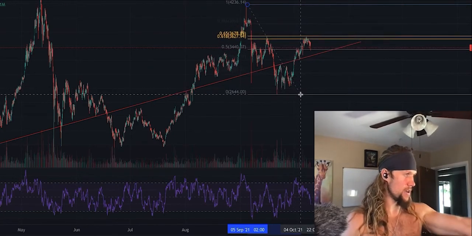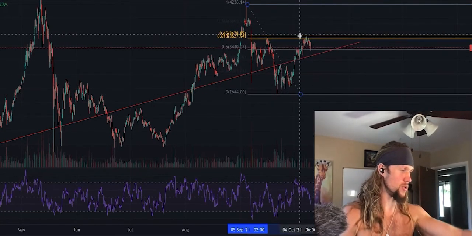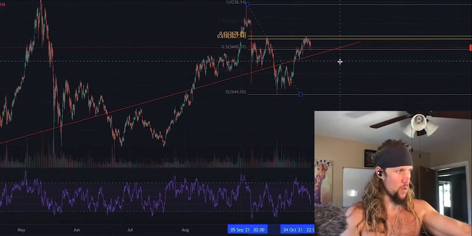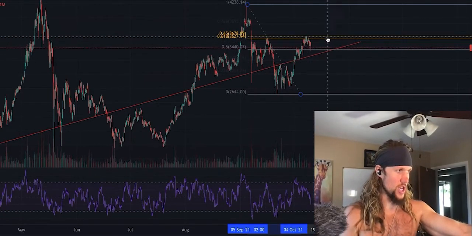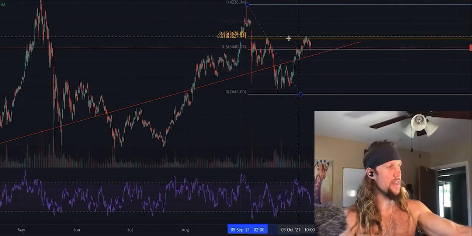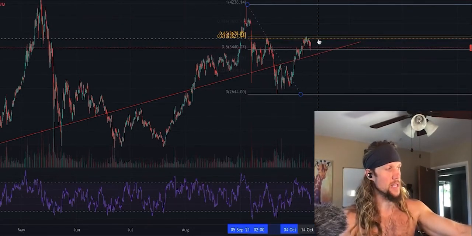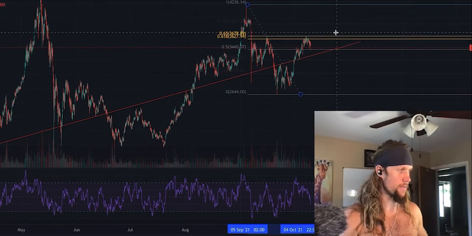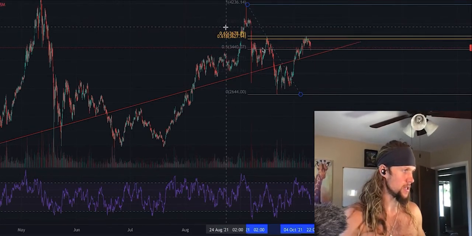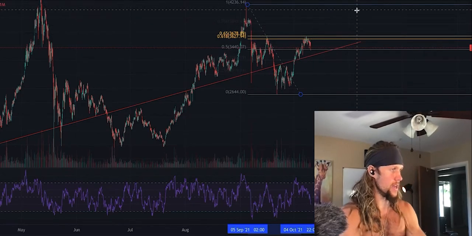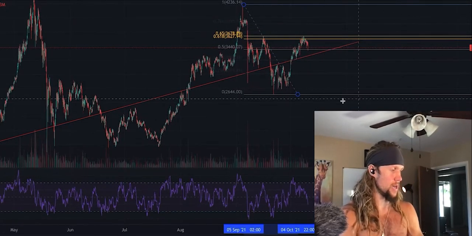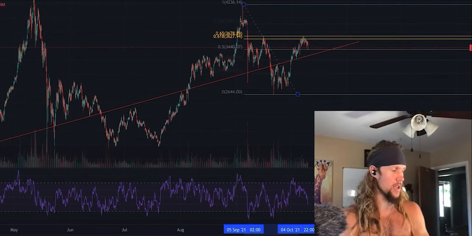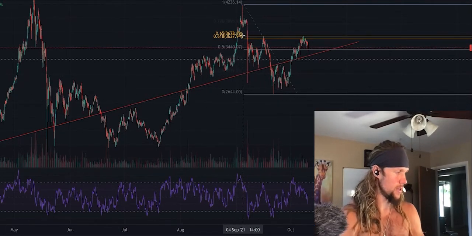Now I blacked out everything so you can't see my other lines, but you can see the golden pocket. And check that out. Not only had we had one rejection there, but we had another rejection here most recently. That's important because that was established as resistance by this first run up. Then we hit it again and we came back down. But we really want to break it.